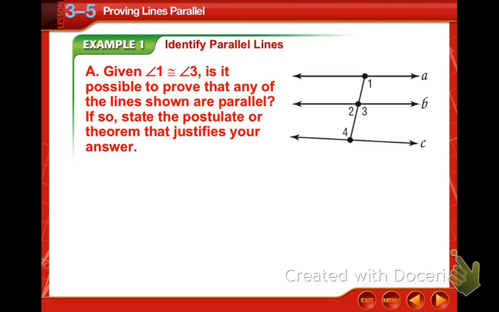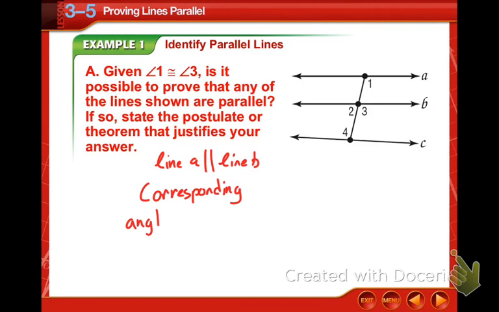make line A parallel to line B. And the reason is the corresponding angles postulate converse.